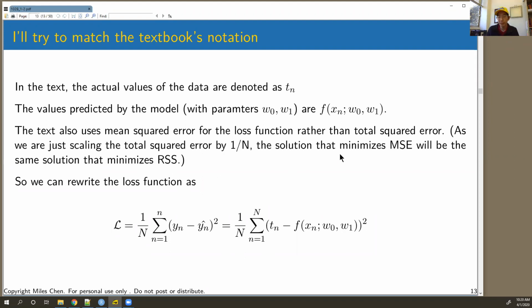And then instead of just the total sum of squares, it uses the mean squared error, which is basically the total divided by n. So we have 1 over n times the sum of squared residuals, right?